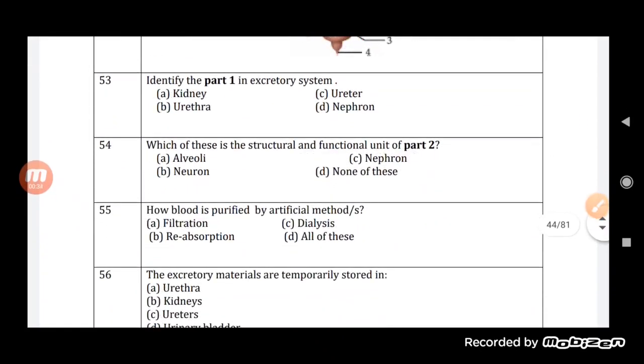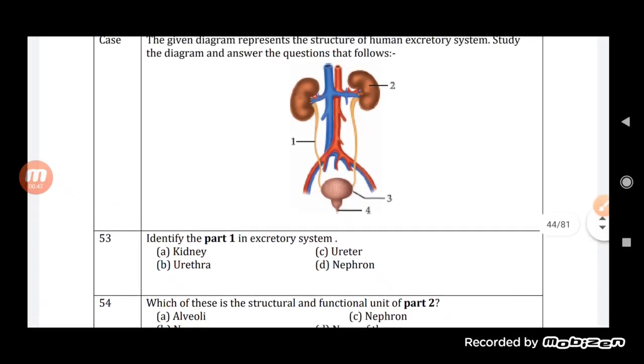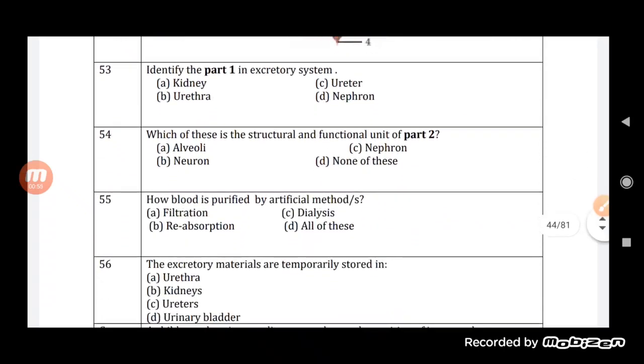Then the next one is, which of these is the structural and functional unit of part 2? That is alveoli, nephron, neuron, or none of these. Out of these, you know that the kidney's structural and functional unit is the nephron. So the answer will be the nephron.